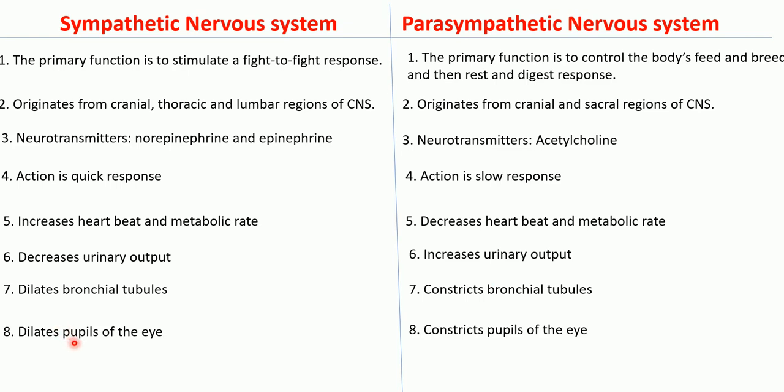The next is the dilation of the pupils of the eye. If a person is running and he sees the snake on the way, then he opens his eyes wide with shock. So the function is dilation of the pupil of the eye, whereas in the parasympathetic nervous system, the pupils of the eye will be constricted. Okay, so the final difference is that saliva production decreases in the sympathetic nervous system. How? Because when you are running, your mouth is dry, so the saliva production is decreased, and in the parasympathetic nervous system the saliva production is increased.